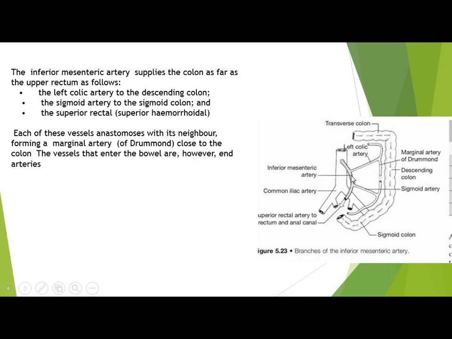The vessels from the superior mesenteric and inferior mesenteric arteries anastomose and give rise to the marginal artery of Drummond. This marginal artery runs along the inner surface of the colon. In case of infarction or ischemia to one part of the colon, the collaterals supply that part. The area at the splenic flexure is more prone to ischemia because of fewer collaterals.